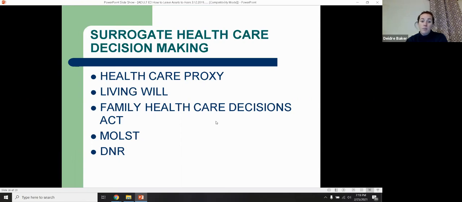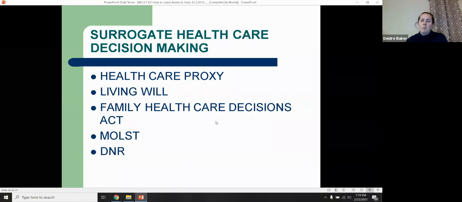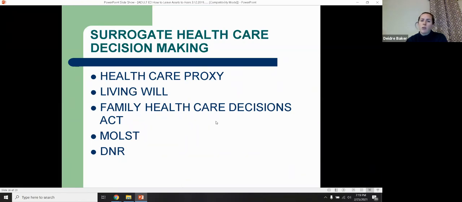And in that document, you list what you want or don't want if you find yourself in that particular type of situation. So it's really more a set of instructions for anyone who's acting on your behalf. In the absence of a healthcare proxy, if you find yourself in a hospital or some other medical facility, the Family Healthcare Decisions Act in New York State will take over.